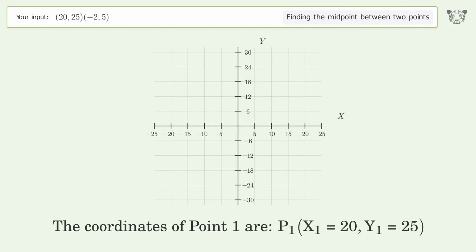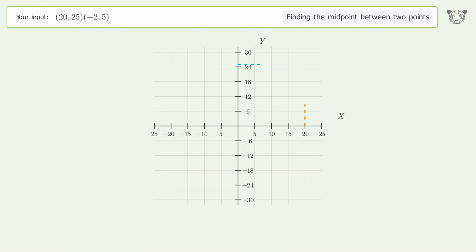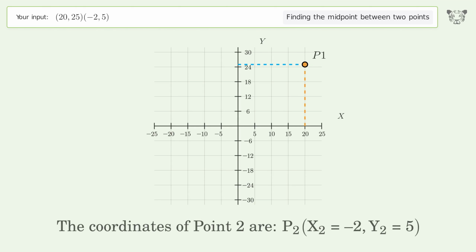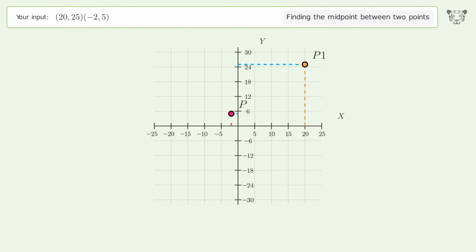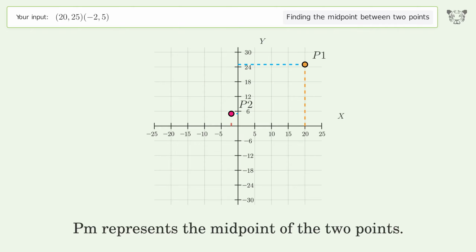The coordinates of point 1 are x1 equals 20, y1 equals 25. The coordinates of point 2 are x2 equals -2, y2 equals 5. PM represents the midpoint of the 2 points.